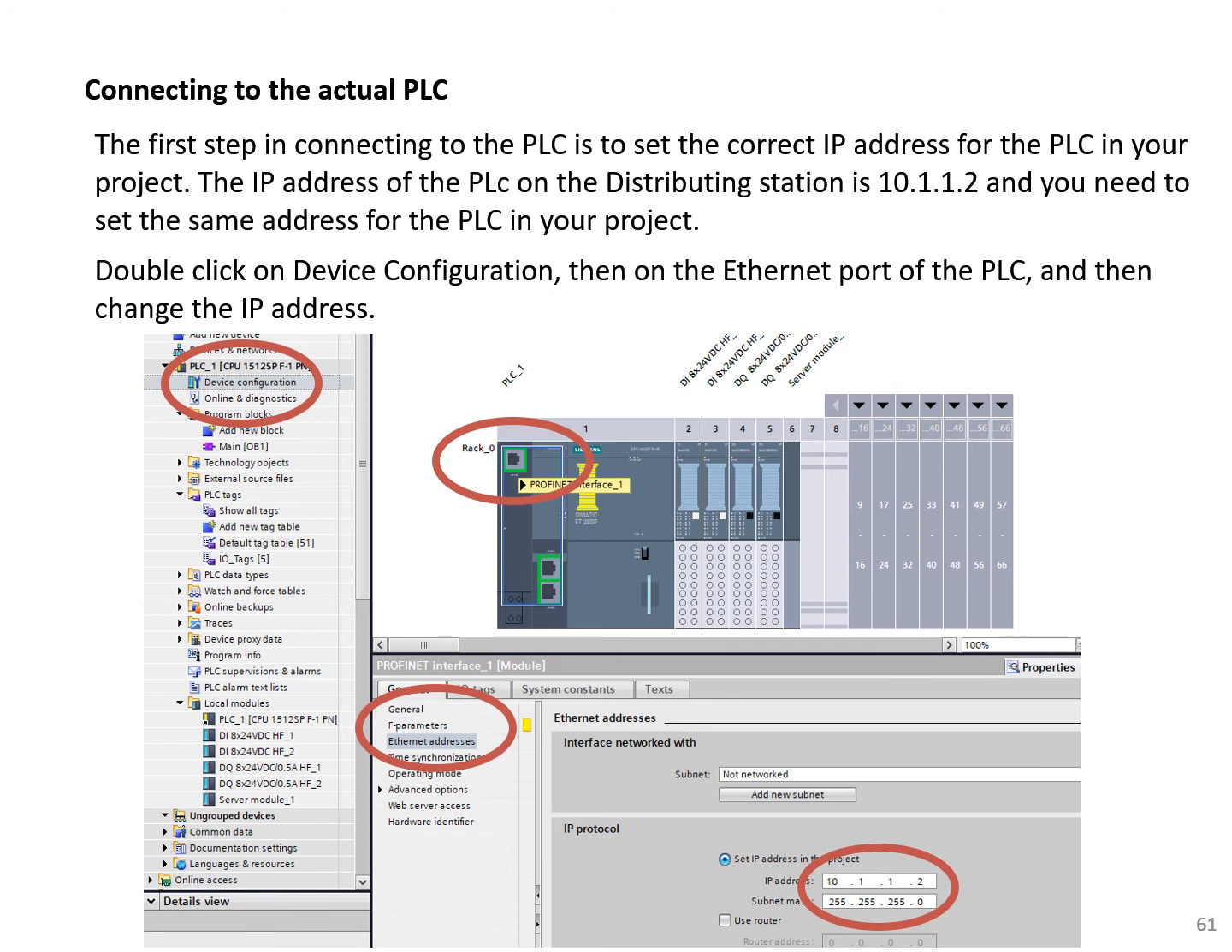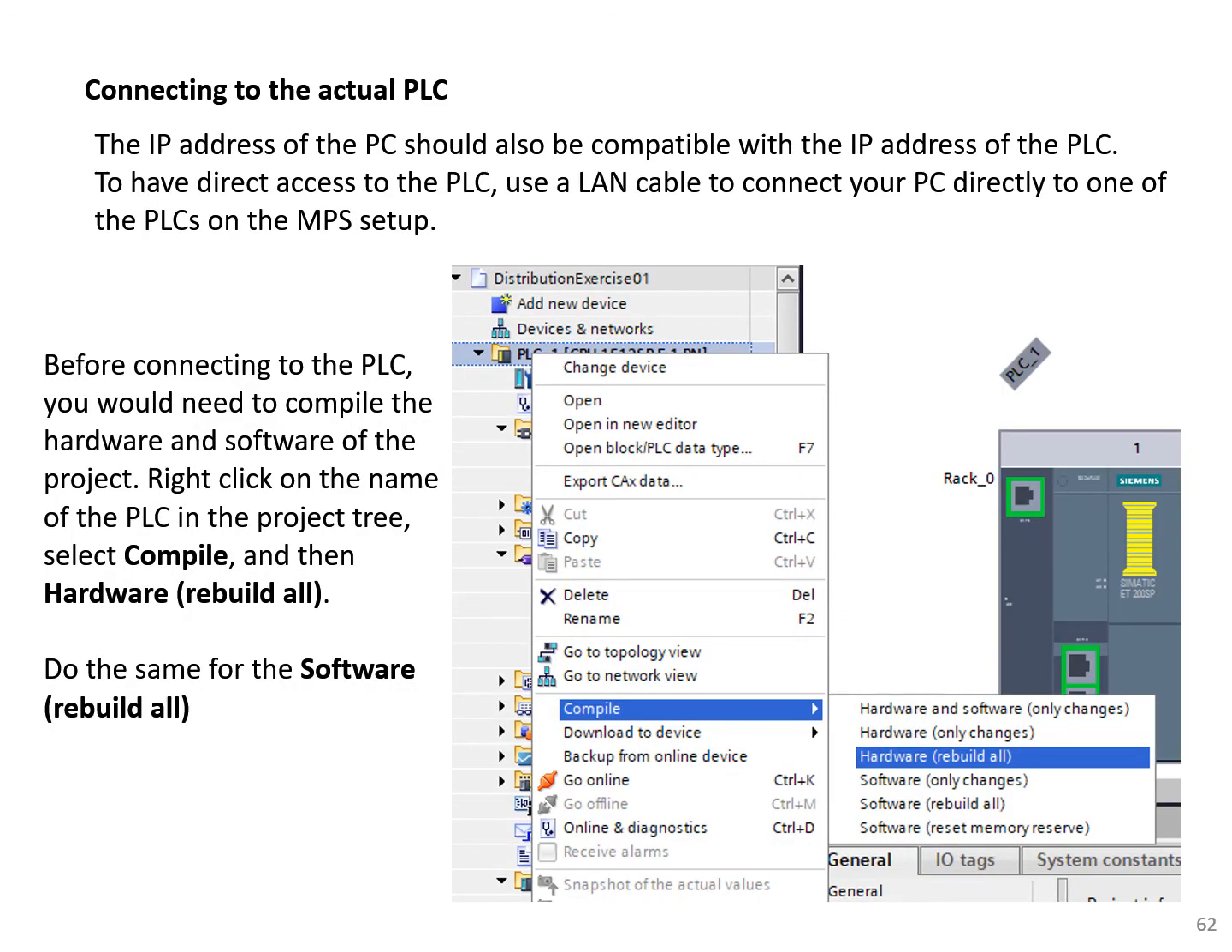Double click on device configuration, then on the Ethernet port of the PLC, and then change the IP address. The IP address of the PC should also be compatible with the IP address of the PLC. To have direct access to the PLC, use a LAN cable to connect your PC directly to one of the PLCs on the MPS setup. Look, you don't need to connect it because you don't have the device.